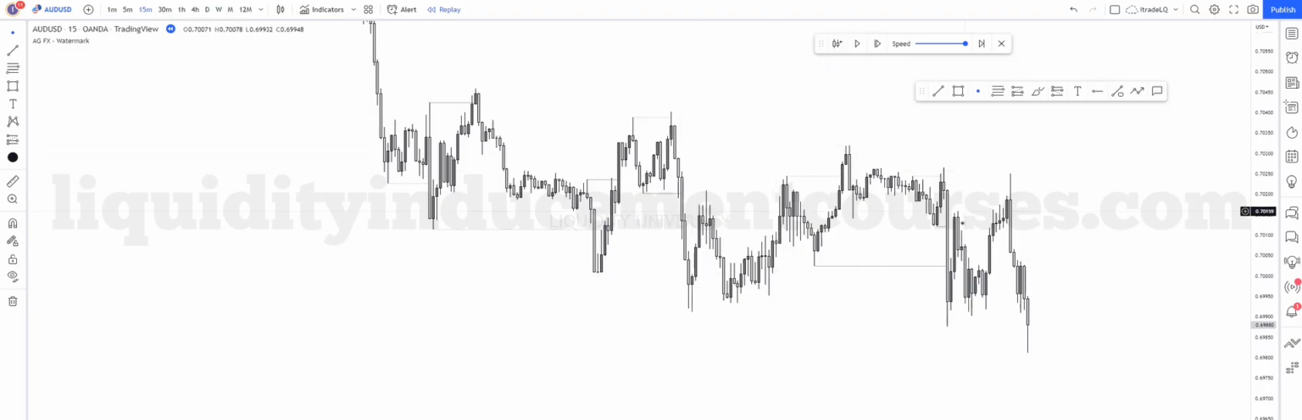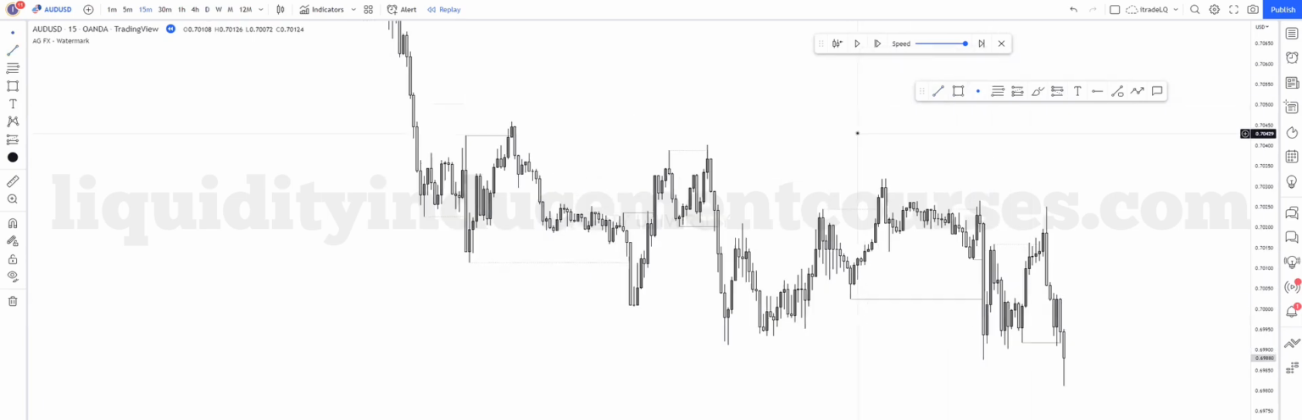Let's see if I'm missing anything else. So I see another one. Oh, I do see another one right here. There it is. So we have another strong high. Break of structure, we'll use this. Right. So in that 15-minute time frame, this is what we saw.